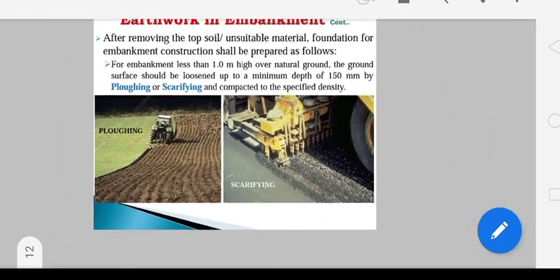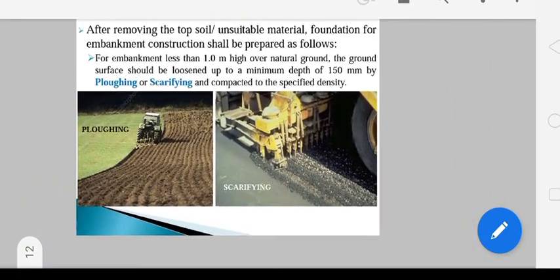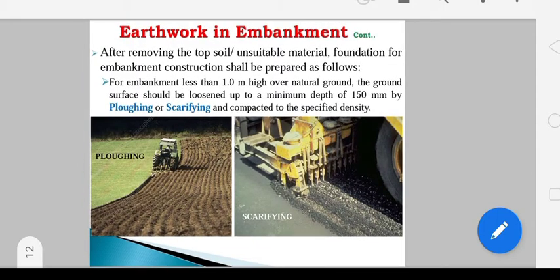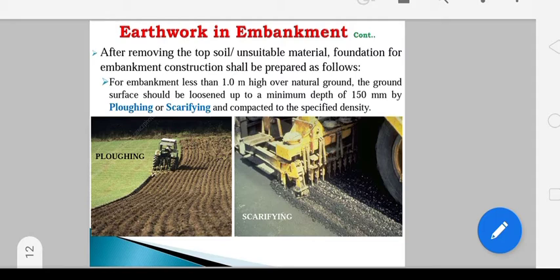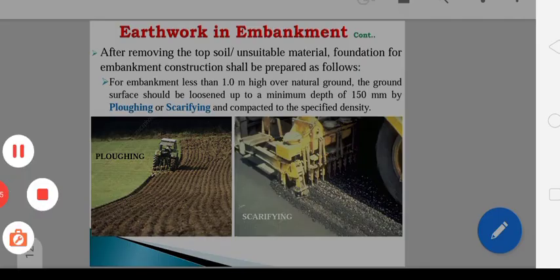Right, for embankment less than 1 meter above the natural ground, the ground surface should be loosened up to a minimum depth of 150 mm. So here you can see.